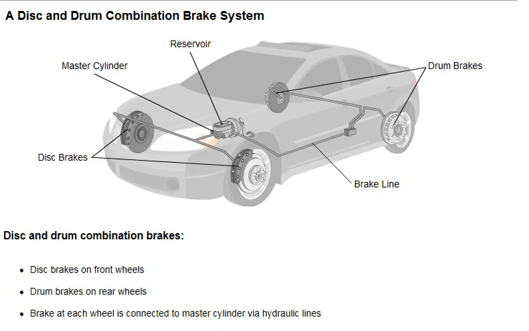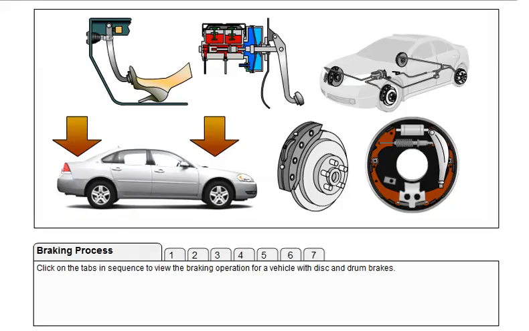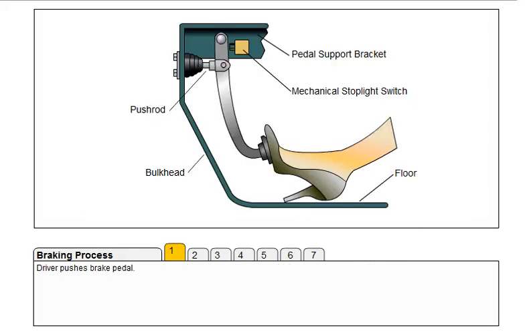In a vehicle with a combination of disc and drum brakes, the disc brakes are placed on the front wheels while the drum brakes are positioned in the rear. Hydraulic lines connect the brake at each wheel to the master cylinder. Click each tab on the bottom of the page in sequence to view the braking operation for a vehicle with disc and drum brakes. To begin, click on tab 1.